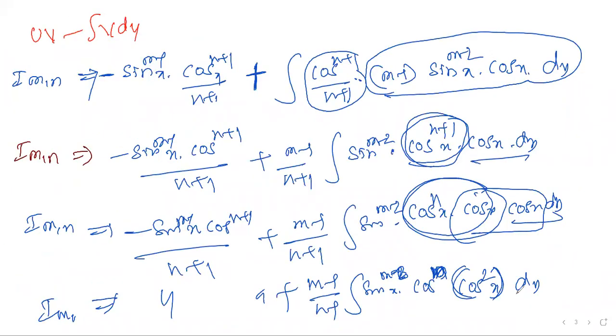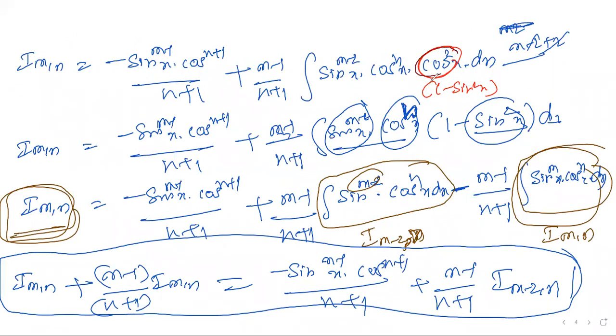The next step is here: cos power n plus 1, you have to split as cos power n into cos x. You have to split because I need to get cos square. After that, the next step is very interesting: cos x into cos square x. Next, cos square you need to convert into 1 minus sine square. Then after you multiply inside, this total set goes into one term inside.